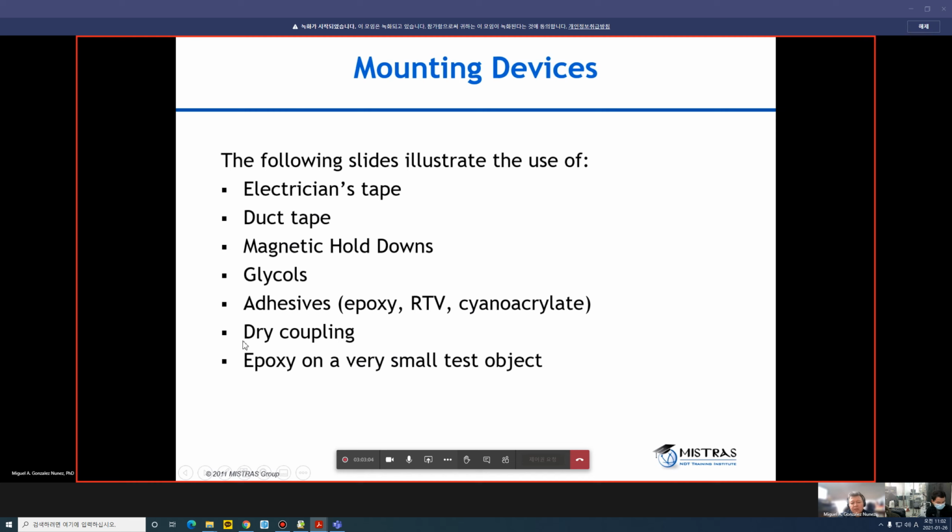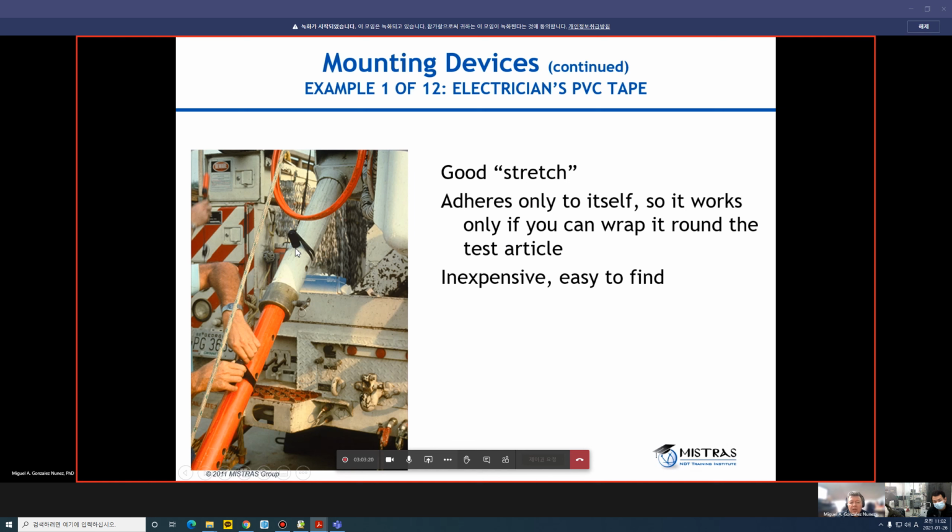This is, for example, the use of the electrician tape. This is the sensor. You apply a layer of silicone grease on the surface of the sensor and the test piece, and then the electrician's tape, you use it to maintain the sensor in place. These electrician tapes have a good stretch. It adheres only to itself, so it works only if you can wrap it around the test article. This is inexpensive and easy to find.